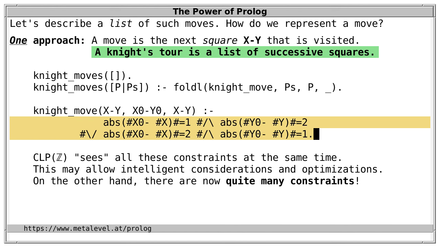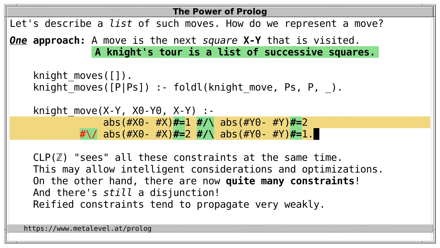On the other hand, there are now quite many constraints. We have arithmetic equalities, conjunctions of constraints, and still a disjunction. Not as separate clauses, but as a CLP(B) constraint. And the bad news is that such reified constraints tend to propagate very weakly.